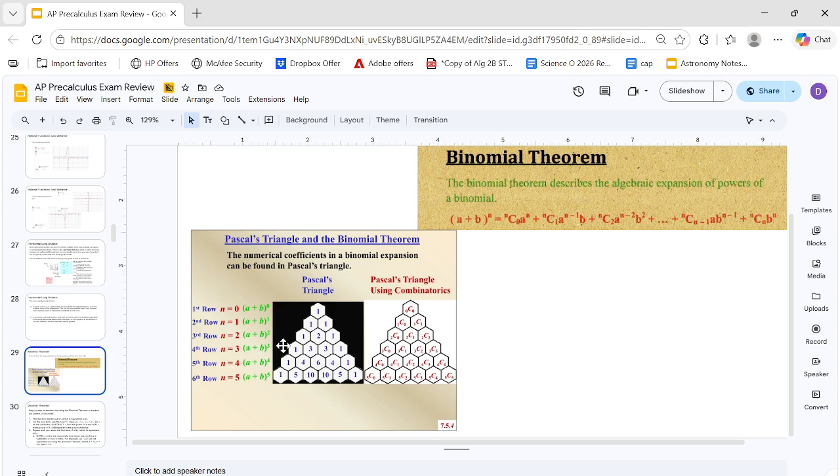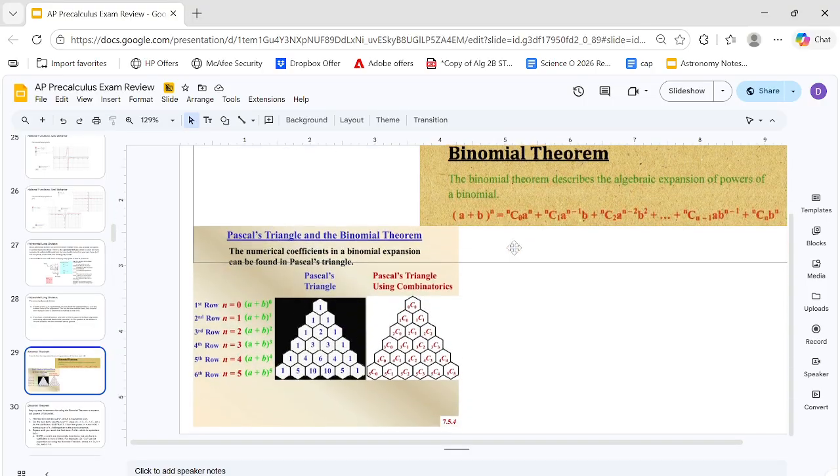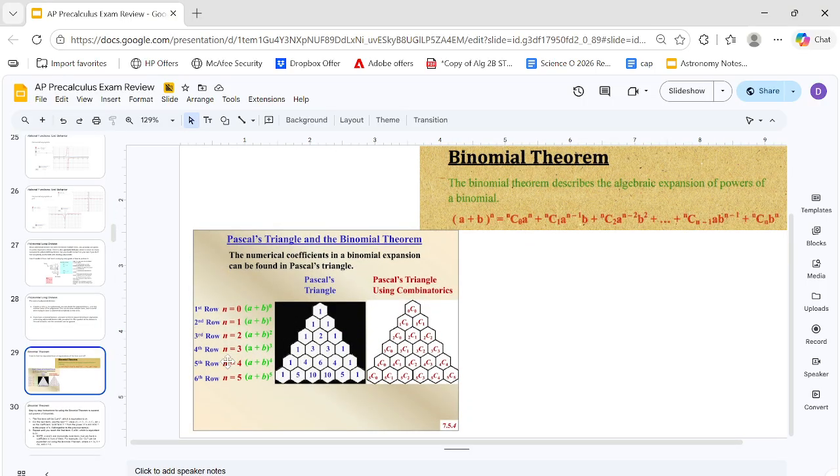So you just use the different rows of Pascal's triangle. If you're trying to do something to the fourth power, you use the fifth row. And your coefficients would be 1, 4, 6, 4, 1. So you would have 1a to the fourth plus 4a cubed b, right? And you just keep counting down the a and counting up the b and changing the coefficient.